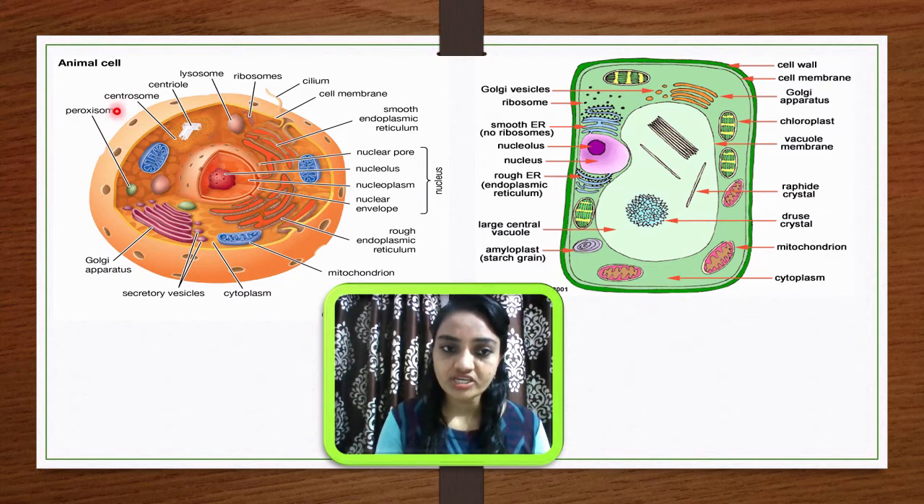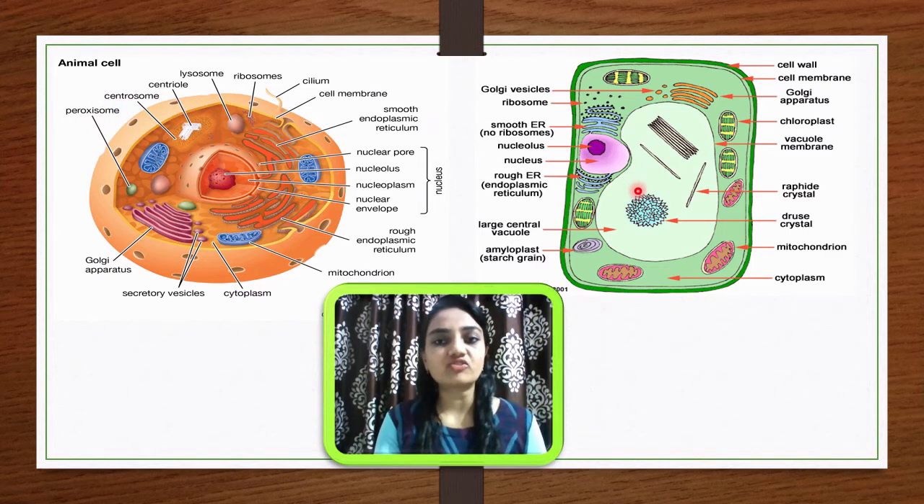The centrosome you cannot observe in the case of a plant cell. So it is found only in the animal cell, the centrosome. Then centriole, then lysosome. The ribosomes are common in these two. So this gives a very clear idea: after observing these two diagrams you will get complete clarity on how these two cells are different from each other. Let me discuss here also: the cell wall is uniquely different.